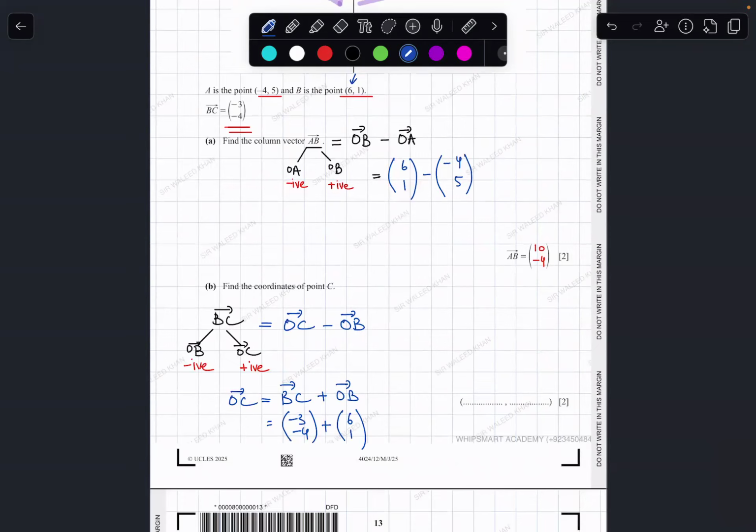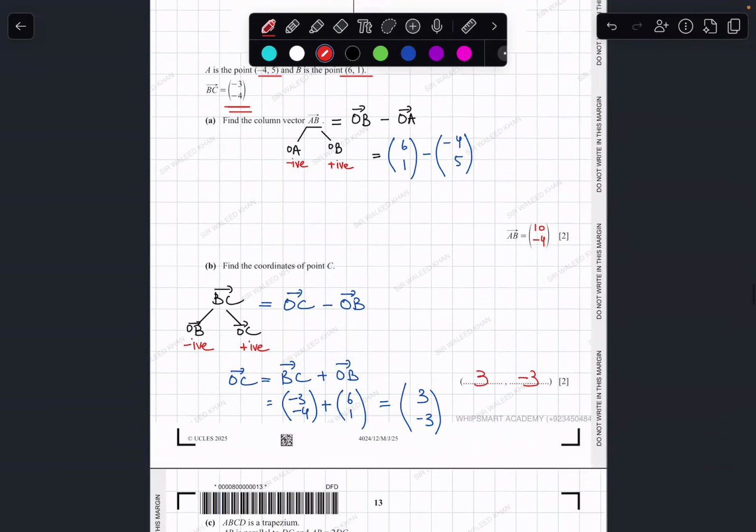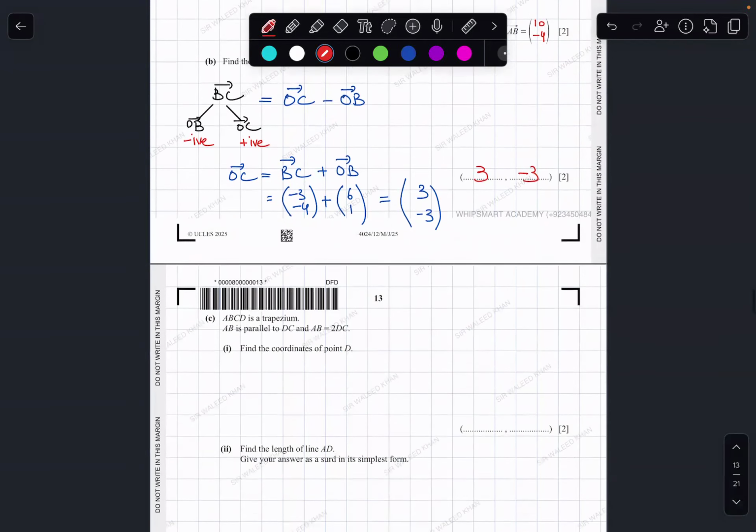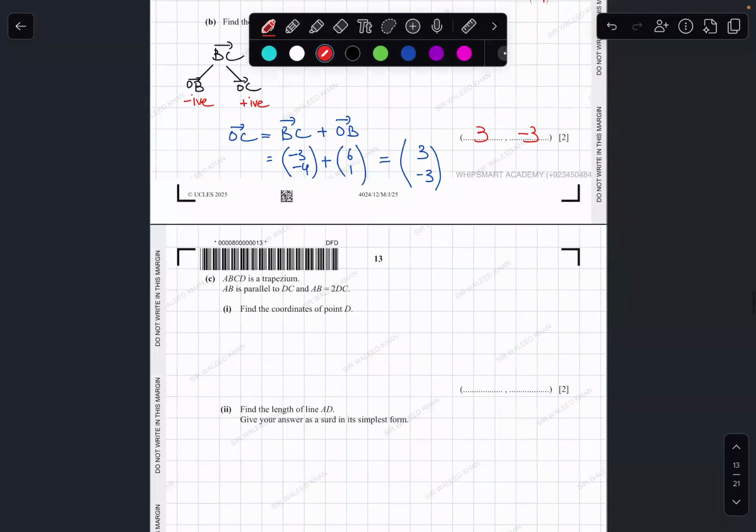So we have -3 plus 6, which is 3. I'm writing first in column vector form. This is 3 and this is -3. The position vector of a point is the same as the column vector. So I can write it as 3 and -3. C part, ABCD is a trapezium.